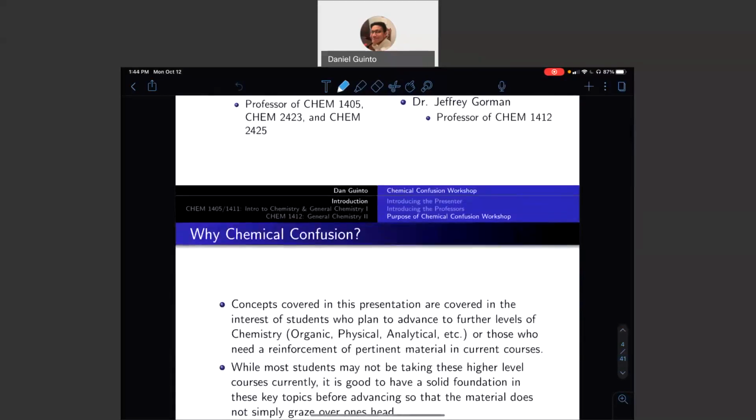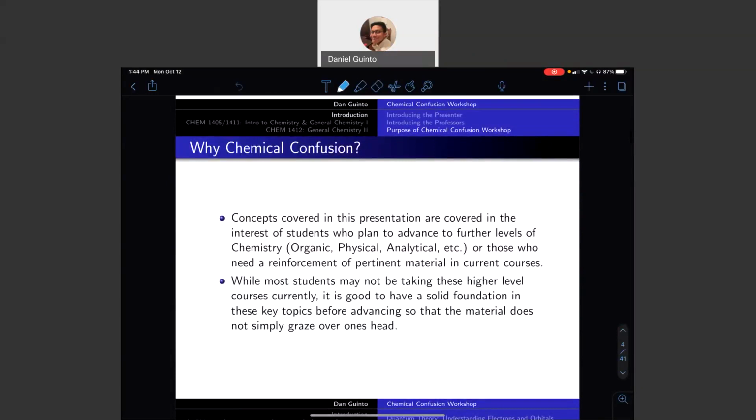So the question that a lot of people are going to ask is, why Chemical Confusion? The reason is that the concepts we're going to cover today are of interest to students who want to go into further levels of chemistry, whether you're a chemistry major, chemical engineering, you want to go pre-med, or just because you want to learn more about chemistry. That's what this workshop is for, not only to reinforce your material, but also to ensure that you have a good understanding of it for the long term.